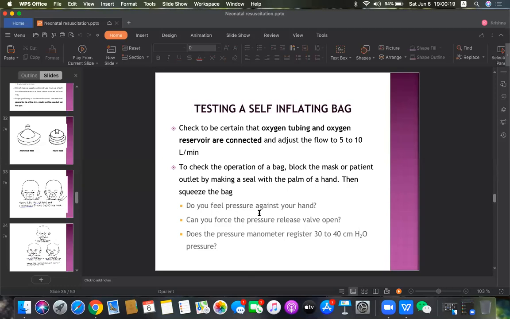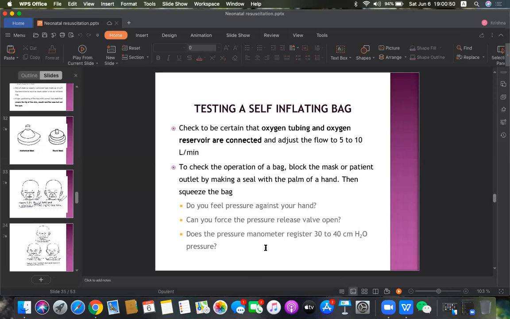Do you feel pressure against your hand or not? A good pressure has to be felt if the bag is working properly. Can you force the pressure release valve open or not? For example, I have squeezed very hard and I want to make sure whether that valve is still working or not. If I squeeze very hard, that valve should open, then only it is working well. If it doesn't open, that means it is a defective one, because all that pressure will directly go to the lung and can cause pneumothorax in the baby.